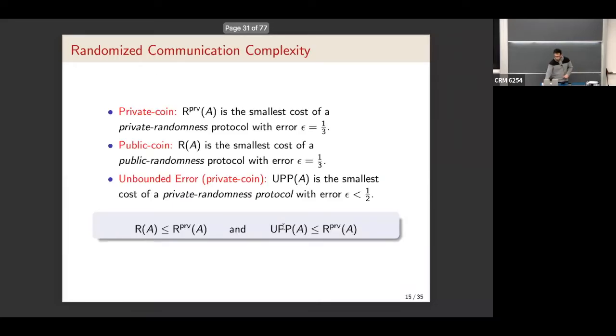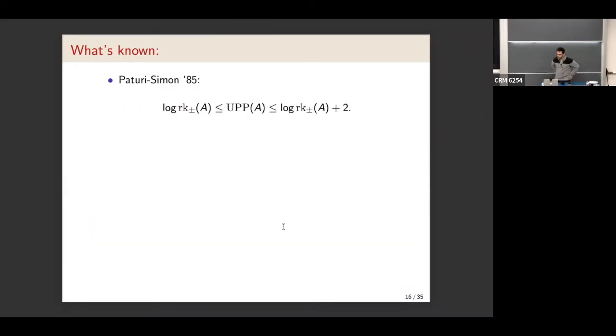So let me mention why this is related to what we are talking about. Patrick and Simon, who defined the sign rank actually, the purpose was to study this latter notion, the UPP, unbounded error, and they proved that unbounded error is basically logarithm of sign rank. So it has a very elegant mathematical characterization, unlike the other notions of communication complexity.